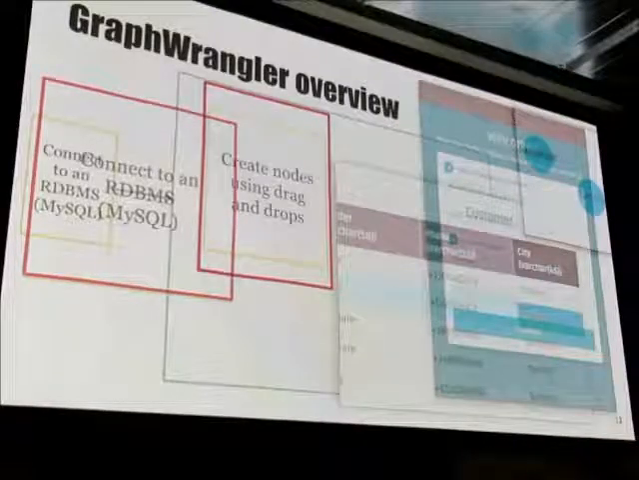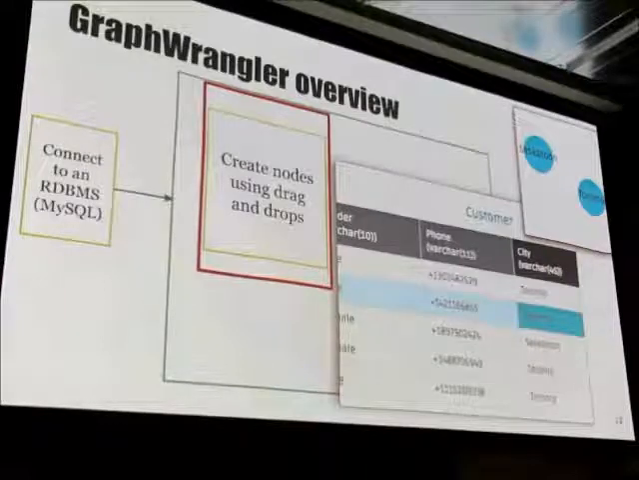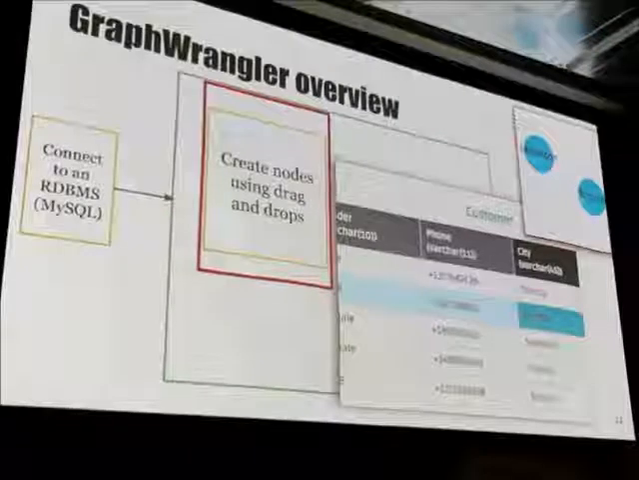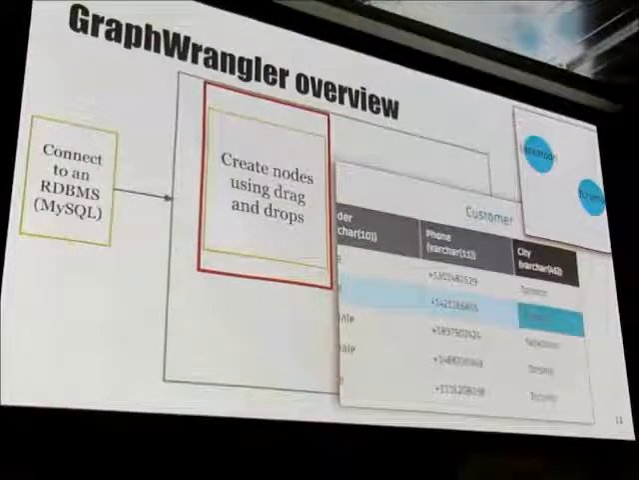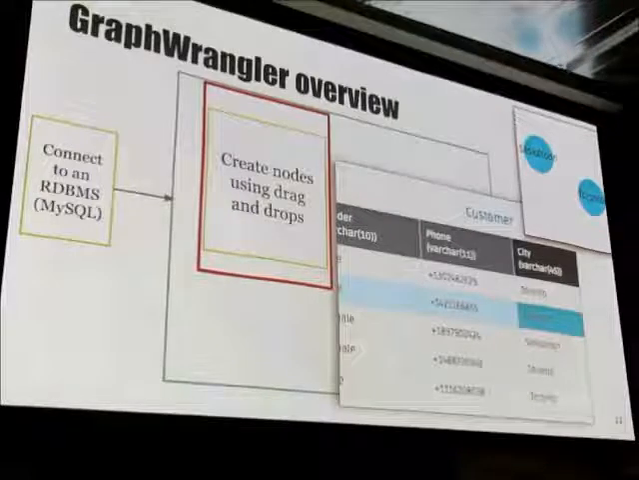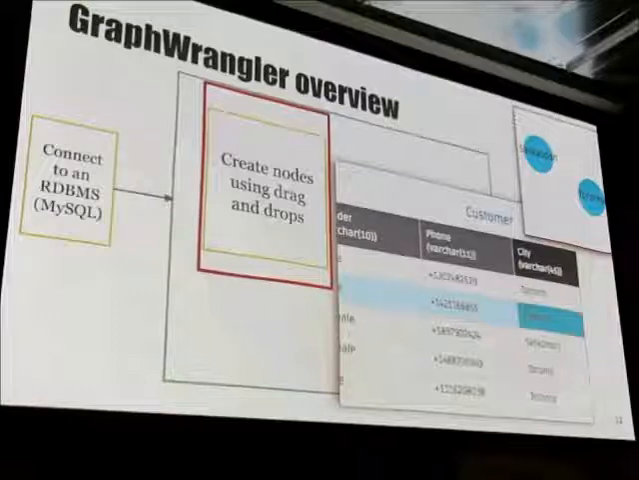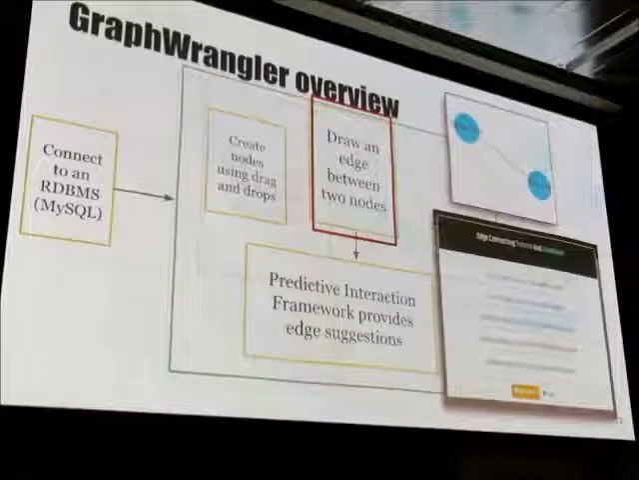Next, a user can define nodes by selecting columns from the tables or specific rows and using a simple drag and drop to create a node. I'll give you a demo of how to do it actually. So here you can see that a user created sticky nodes.